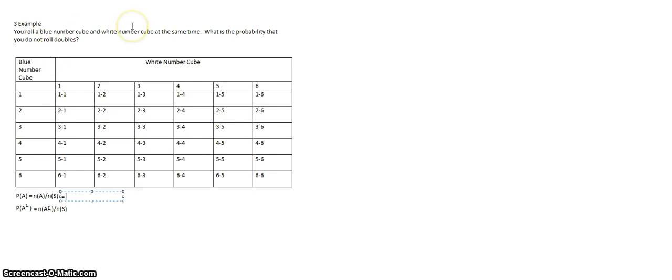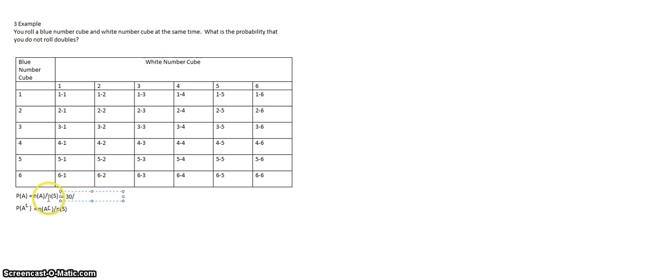In other words, I'm going to point to or count how many pieces are not doubles. So I have 1-2, that's not a double, so that's 1 element, 2 elements, 3 elements, 4, 5, 6, so on and so forth. I'm going to count all of the things that are not doubles. And so when I do that, I'm going to get 30.